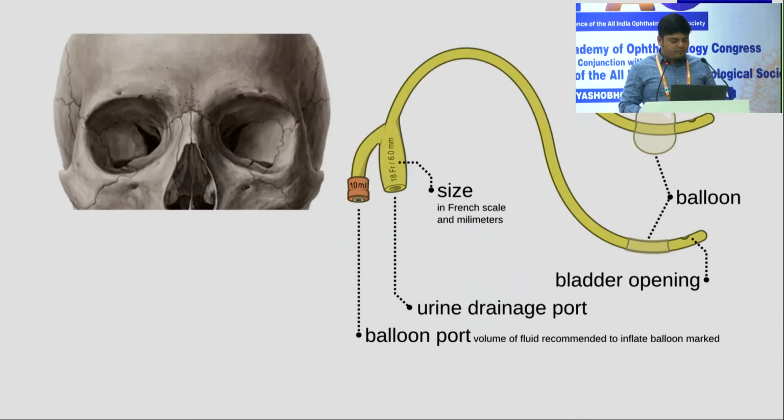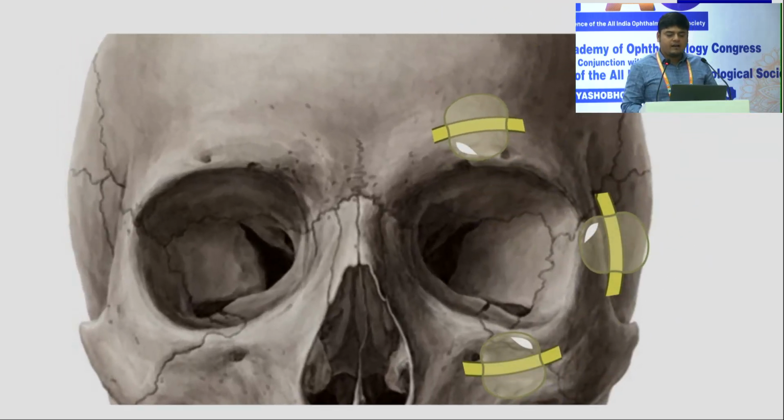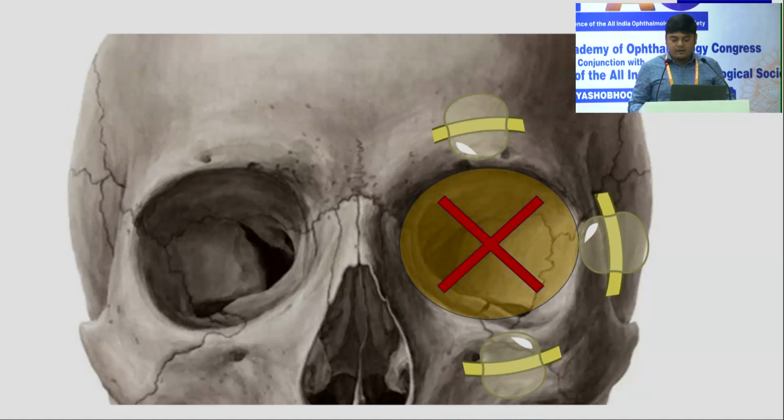Now we will see where we can place the balloon of the silicone Foley's catheter. As we all know, the silicone Foley's catheter expands in all 3 directions. As a result, we have to place it over an underlying bony surface. This can be the zygomaticotemporal region, the supraorbital or the infraorbital region. But in case of eyelid expansion, if we place the expander within the eyelid tissue, since there is no underlying support, this will cause pressure upon the globe and the orbital contents. So this type of expander cannot be placed within the eyelid tissue.